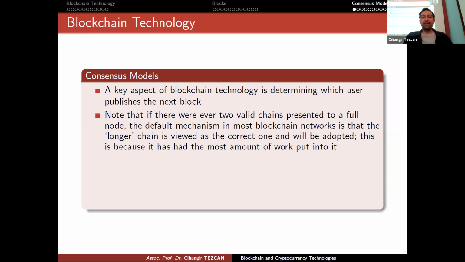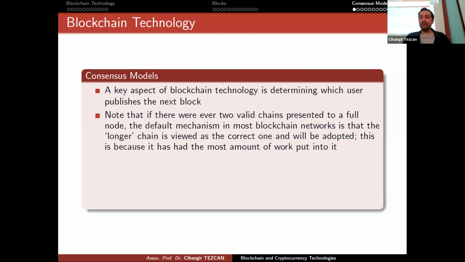So assume that at similar times, two valid blocks are found. For instance, in Bitcoin, two different people solved the cryptographic puzzle, so they provided two different solutions. Let's say that this is block number 1000. So there will be two different blocks with the number 1000. Some part of the network will think that one of them is valid, and the remaining part will think the other one is valid. So this creates a conflict.